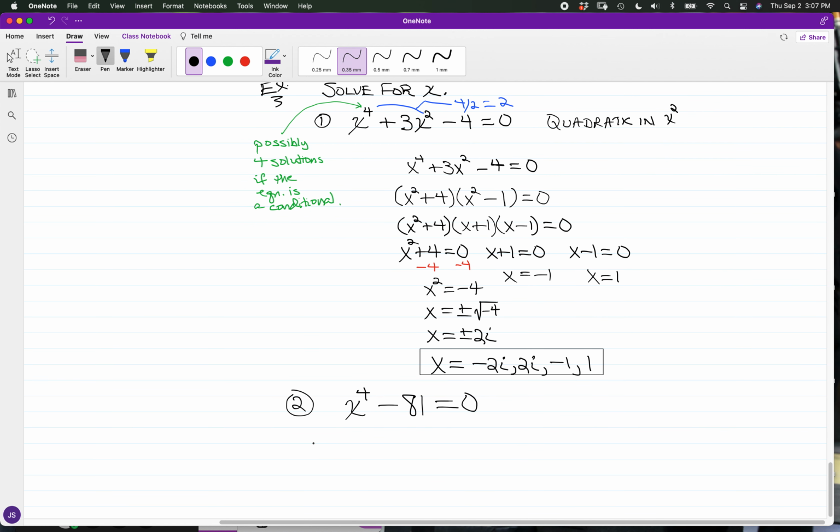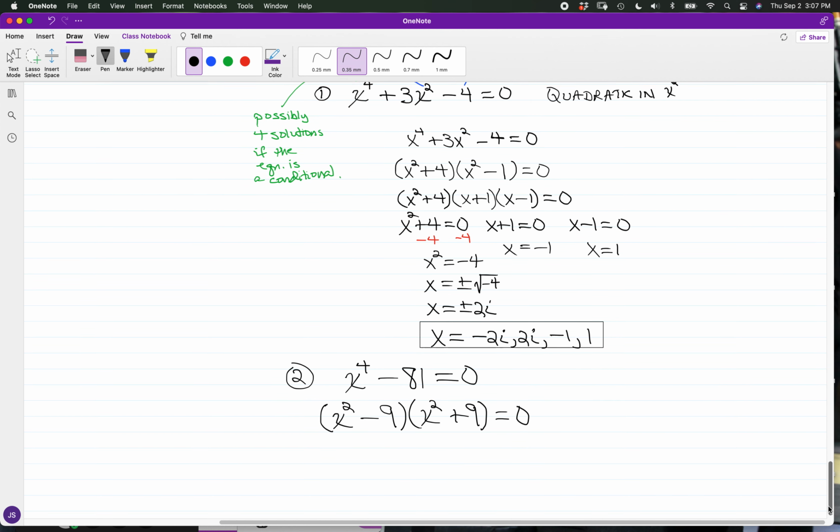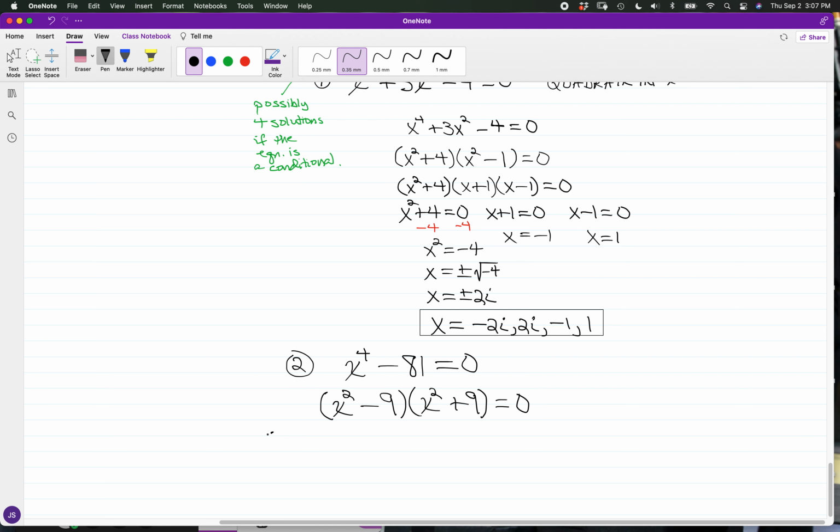And for this one, for x to the 4th, just like earlier, that times itself will give you x to the 4th, which is x squared, and for minus 81, you see we have x squared minus 9 and x squared plus 9. And again, for the difference of squares, you can factor. So you have x plus 3 times x minus 3, and x squared plus 9, this stays.